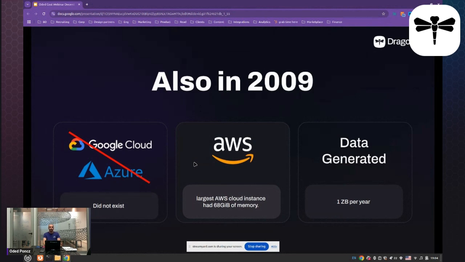So back in 2009, when Redis was created, the world was very much different than the world today. The vast majority of the instances had a single core. GCP and Azure didn't exist. Only AWS existed on the cloud. And the largest instance that you could get had 4 cores and 64 gigabytes of memory. The entire world produced only 1 zettabyte of data during the entire year.